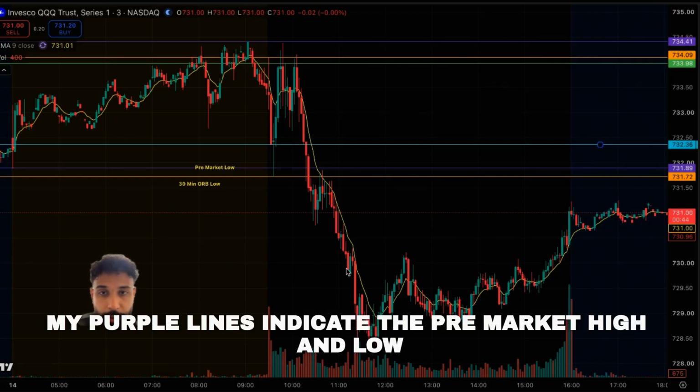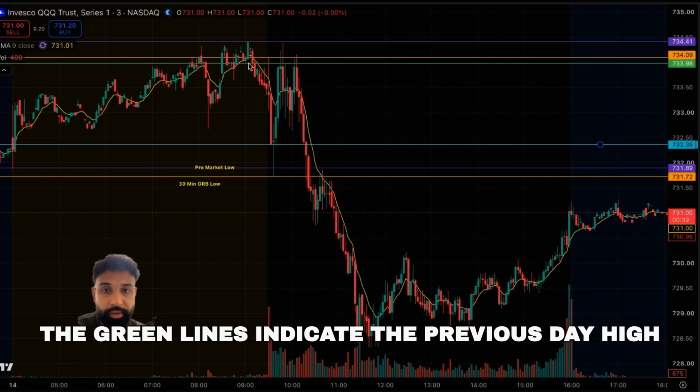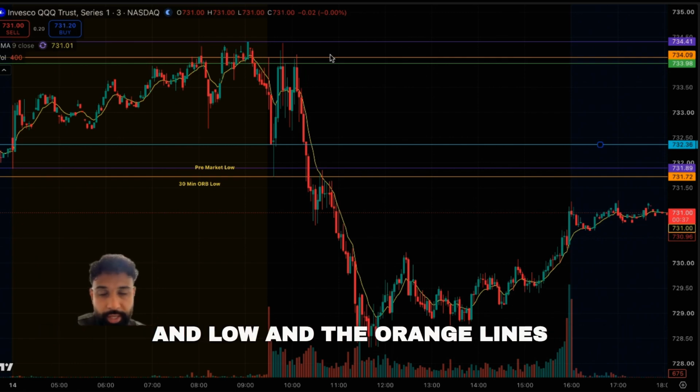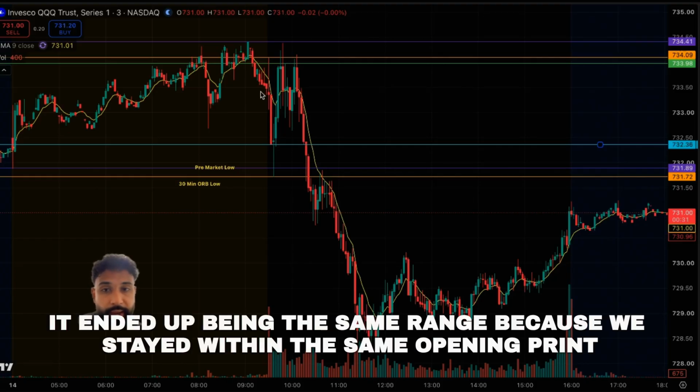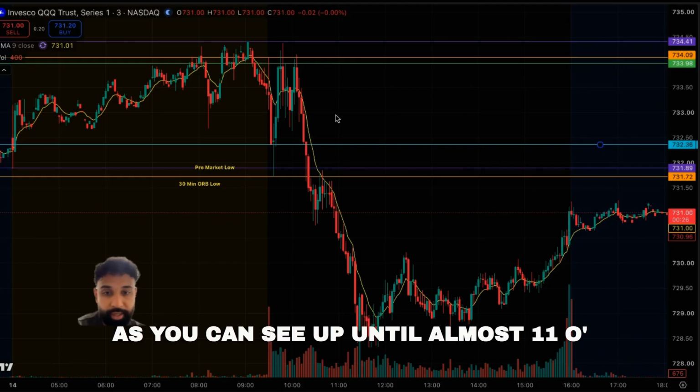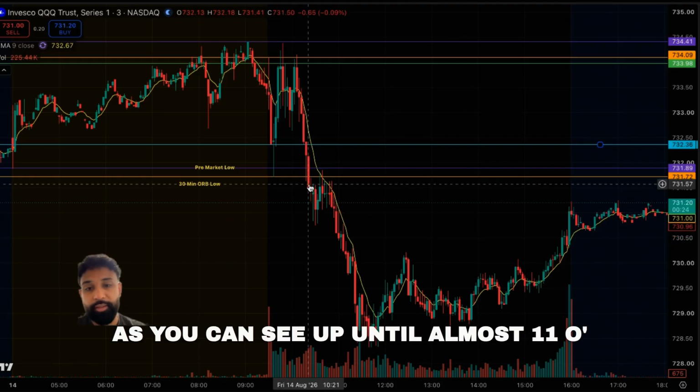As always, my purple lines indicate the pre-market high and low. The green lines indicate the previous day high and low, and the orange lines indicate the opening range of the first 15 minutes and the first 30 minutes. And for today, it ended up being the same range because we stayed within the same opening print, as you can see, up until almost 11 o'clock.